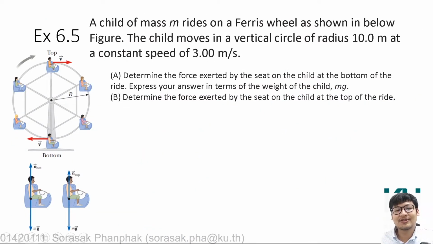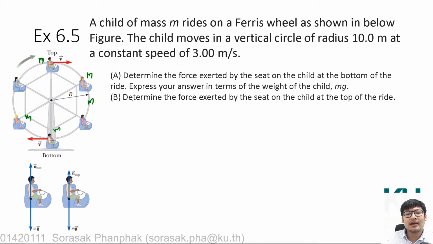Let's look at the next question. This is on the Ferris wheel, right? You may have ridden this when you were young, but how do we calculate all this important information? Have a look. So if this child has a mass m, on the right of this wheel, and this wheel rotates like this.